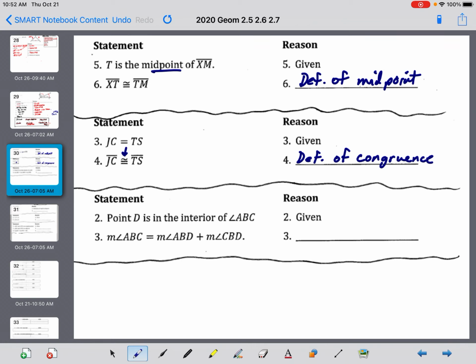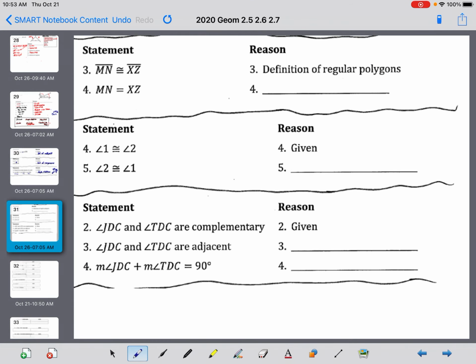Number 3 here doesn't have a picture, so if you draw a picture, what they're showing you here is D is on the interior. So D is somewhere inside the angle. The angle's ABC. And then they're saying that the big angle ABC is made up of two smaller angles. That's angle addition postulate. Angle addition.